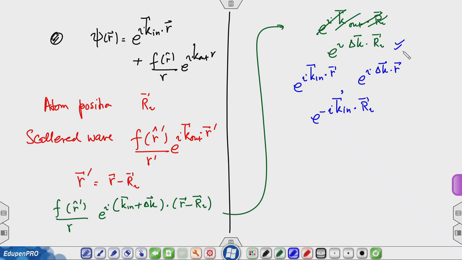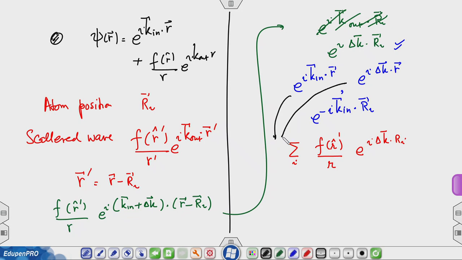How do these terms cancel out? So, when I take the sum over i for all the atoms, f(r_i') over r, then I have e raised to i delta k dot r_i. Then I have the other terms. So, outside terms are going to be this term which comes out, and when I take the amplitude, this just goes out, it cancels. This term, when I take mod amplitude square, this term also cancels.